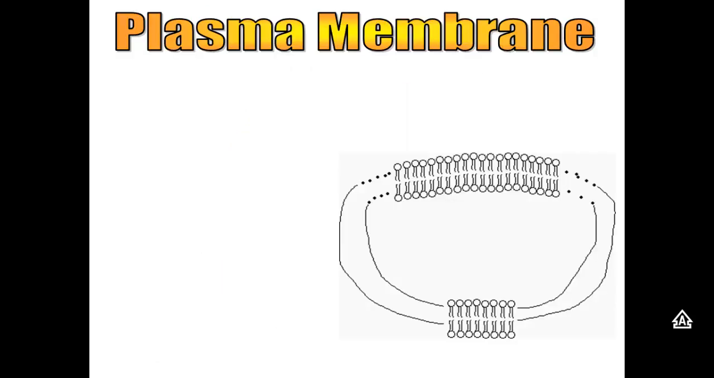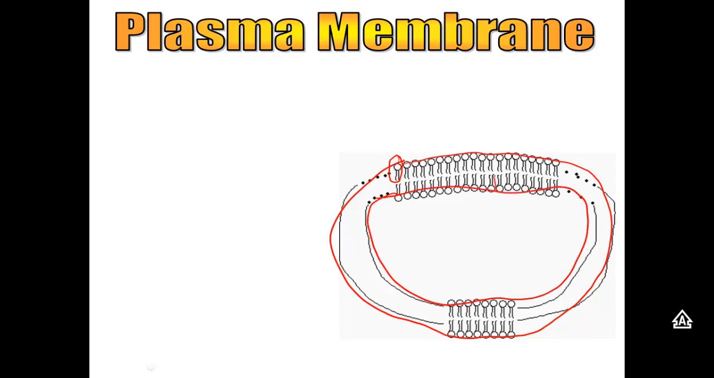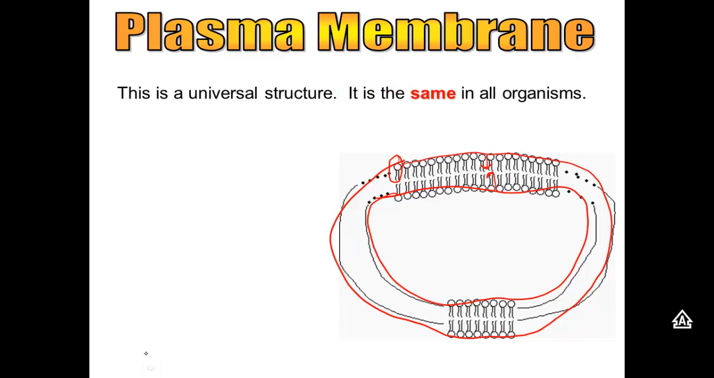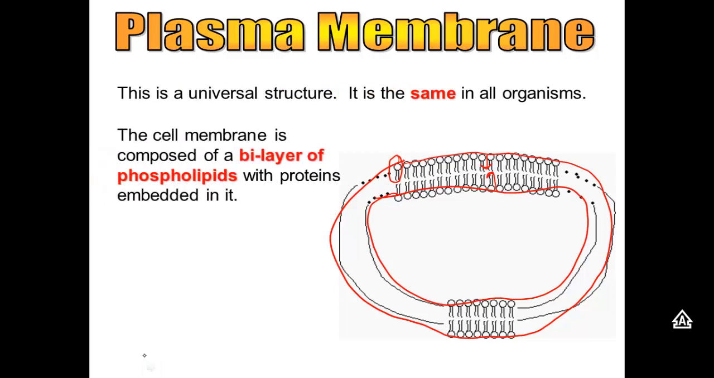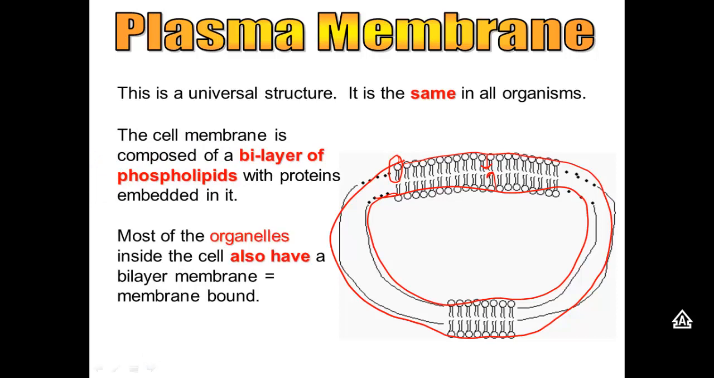You'll see here that this is one phospholipid, and the reason we call it a bilayer is that you've got one layer of phospholipids with all the tails facing in, and then you've got another layer of phospholipids with all the tails facing the tails of the first layer. Okay, this is a universal structure. You see it in all living organisms, from bacteria to fungus to animals and plants. Many of the organelles, like the mitochondria and the Golgi, have a double layer just like this.